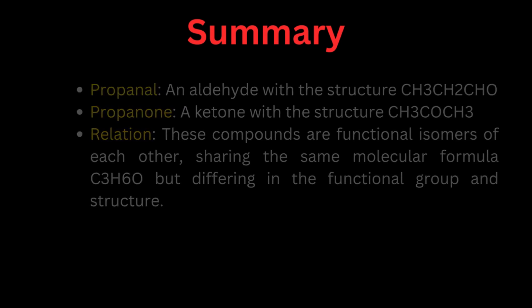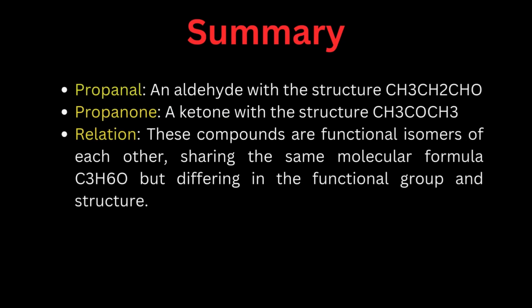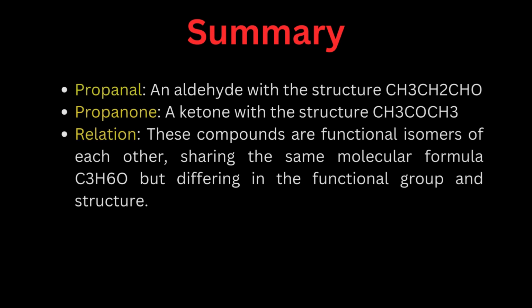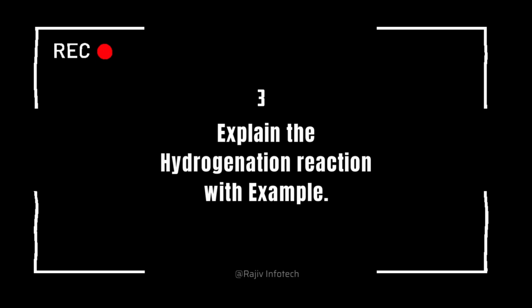Summary. Propanal, an aldehyde with the structure CH3CH2CHO. Propanone, a ketone with the structure CH3COCH3. Relation: these compounds are functional isomers of each other, sharing the same molecular formula C3H6O but differing in the functional group and structure.